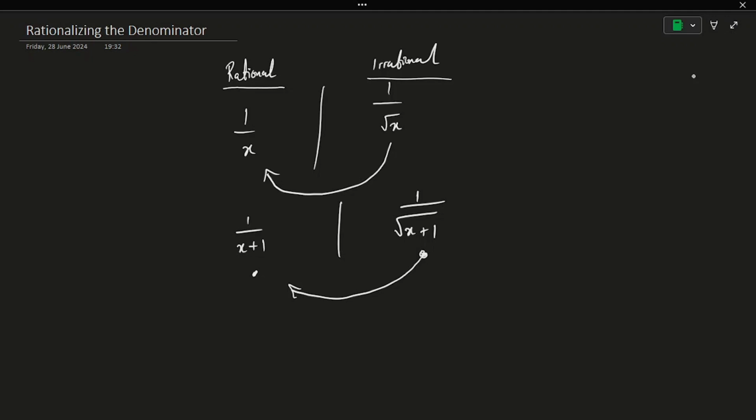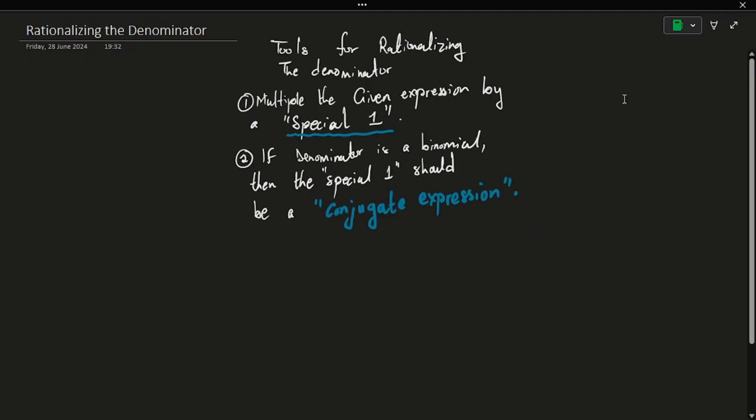So what tools do you need to actually rationalize a denominator? I'll be teaching you 2 things that you can use to rationalize almost all denominators. The tools needed are 2, mostly. The first one is you have to multiply the given expression by a special one. You'll see when we do the examples what I mean by the special one. The second one is if the denominator is a binomial, then the special one should be a conjugate expression. Don't worry about all these terms. I will explain what they all mean. So now let's first talk about the first one and see what I mean by the special one.